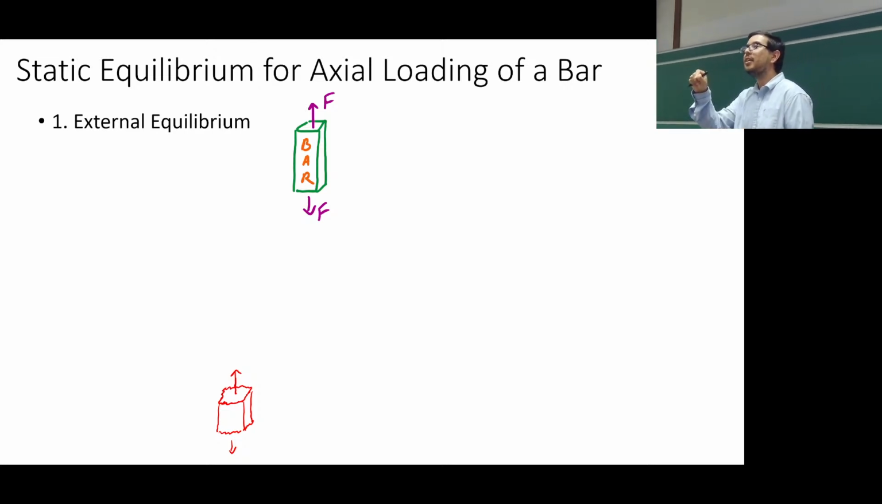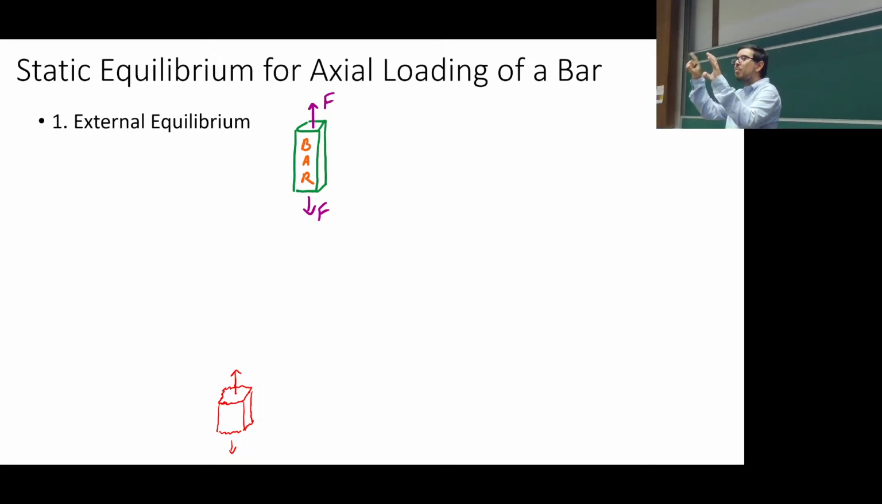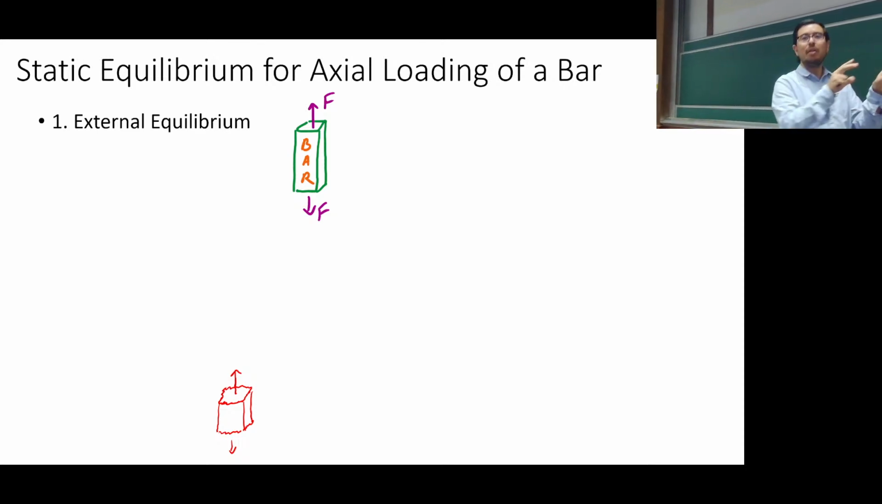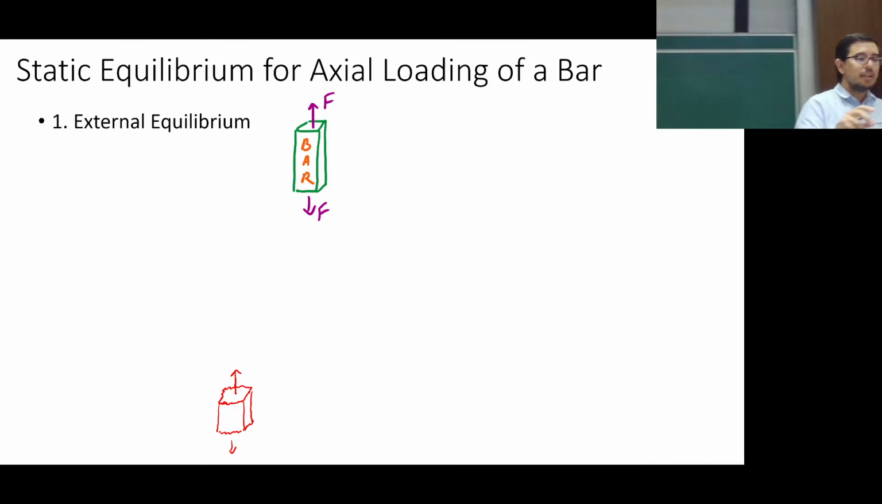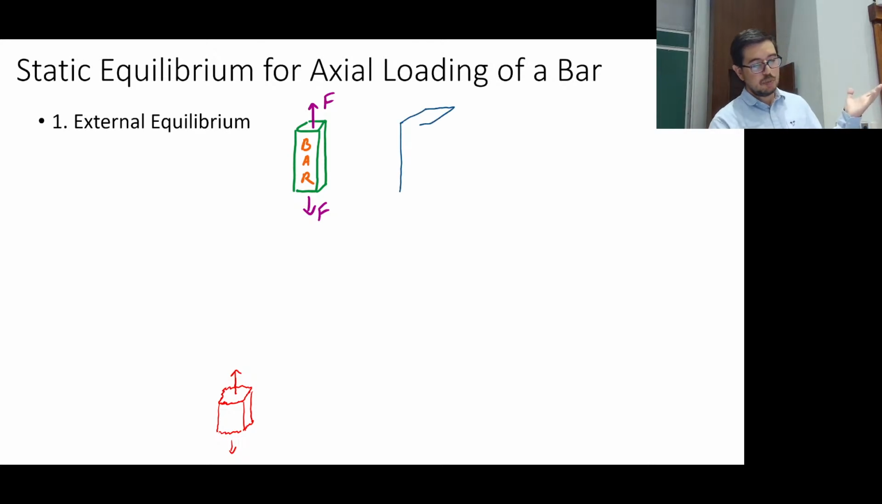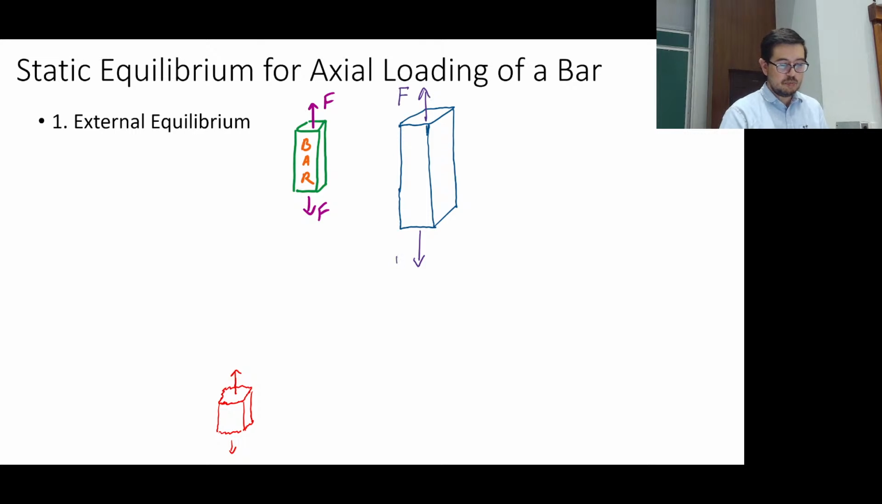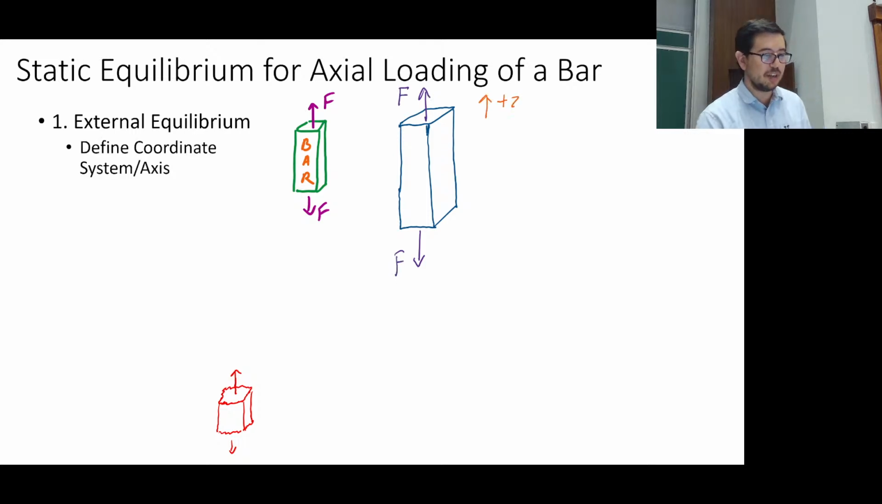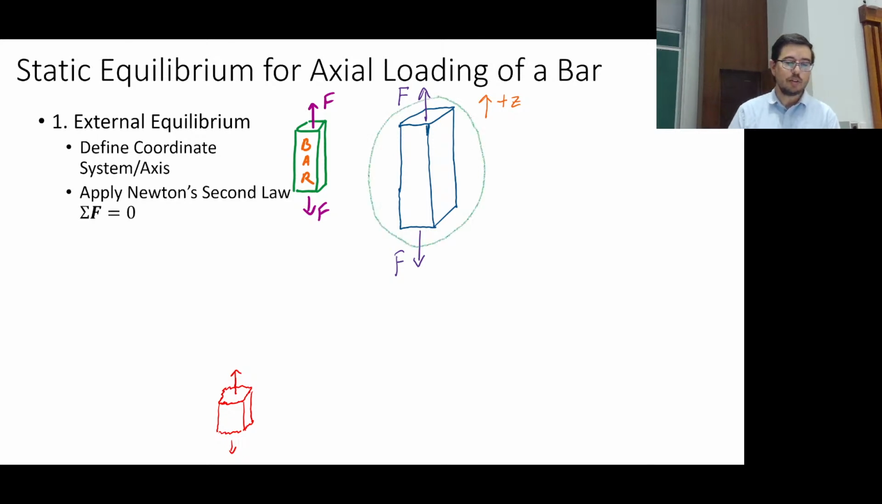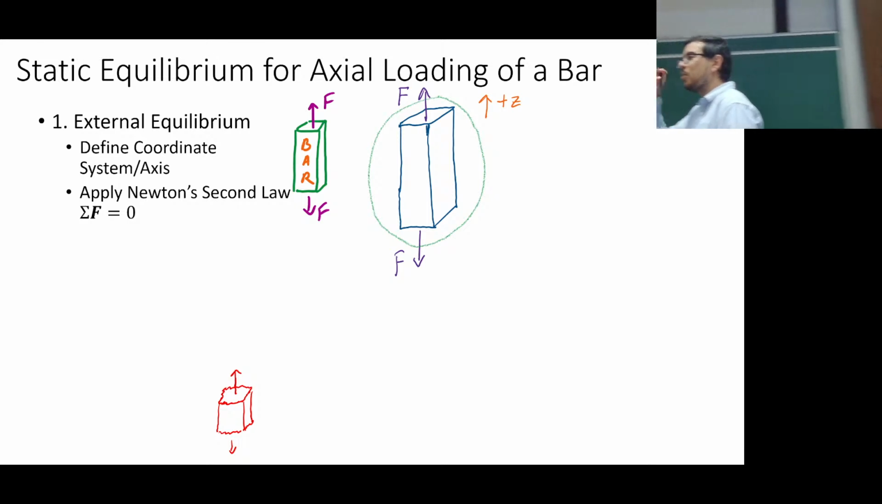So you're going to essentially do a free body diagram on the whole system, whether it's a shaft, a bar, or a beam. The first thing you do is this external equilibrium. So we're going to draw the bar, like you said, do a free body diagram, and it's just a chance to observe my beautiful drawing. We want to define a coordinate system or axis, and we want to apply Newton's second law. This is just putting the circle on the whole thing because we're doing external equilibrium.